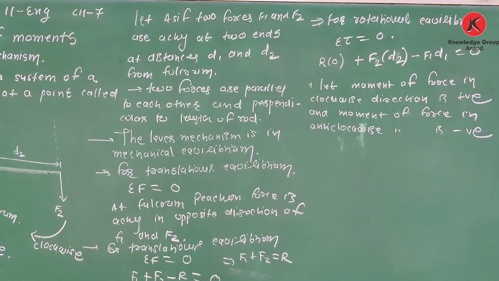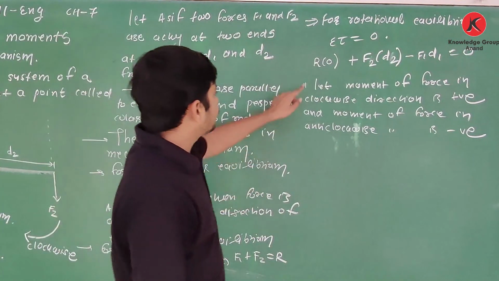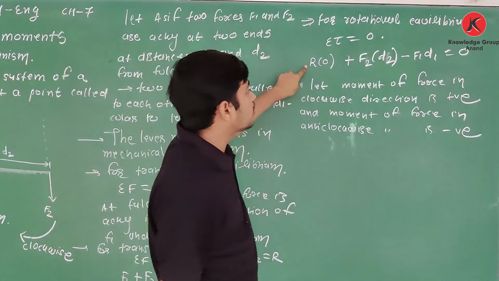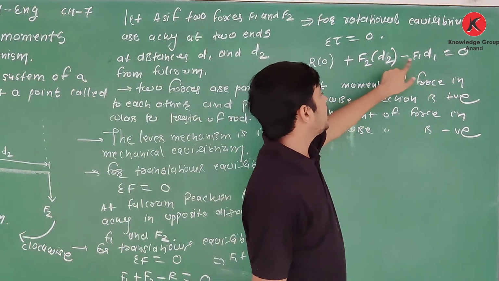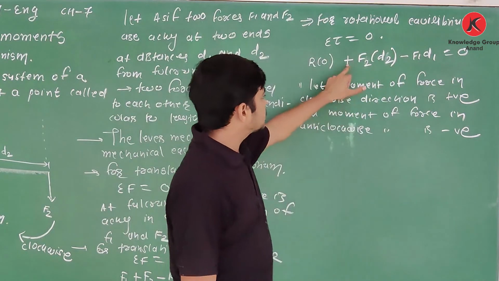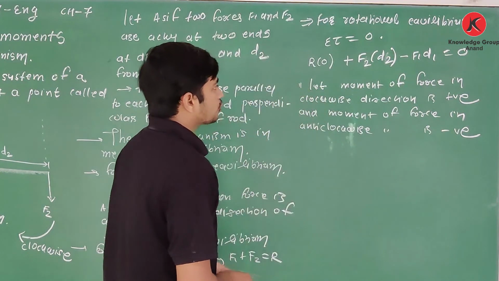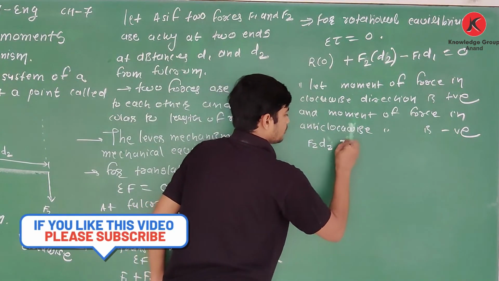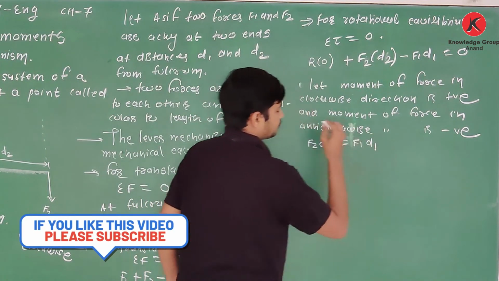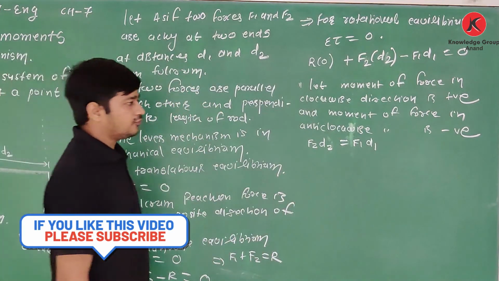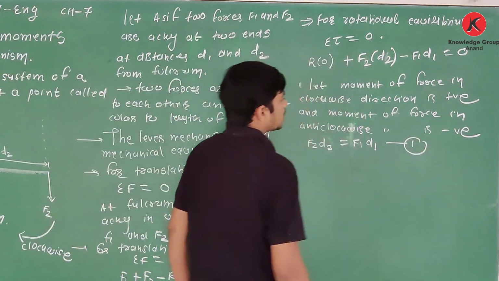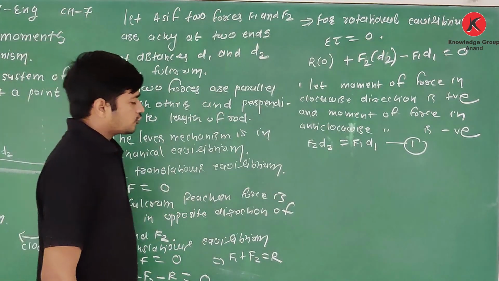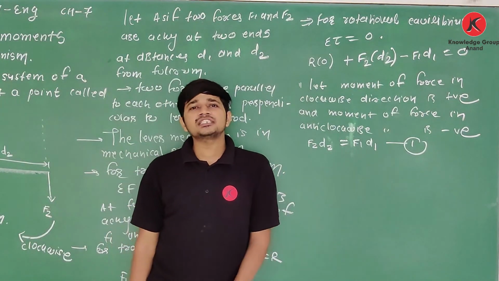Okay, R0. Why R0? Because this reaction force's line of action passes through the fulcrum itself. F2 d2, that is torque. F1 d1 is also torque. One is positive and one is negative. So from this you can write F2 d2 is equal to F1 d1. That is equation number 1. Clear about this? So yes, F2 d2 is equal to F1 d1.